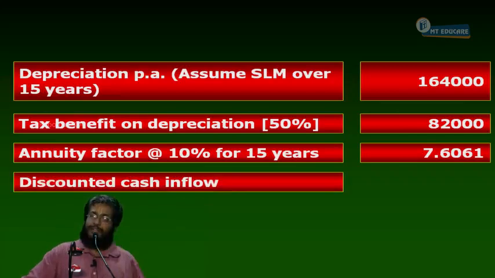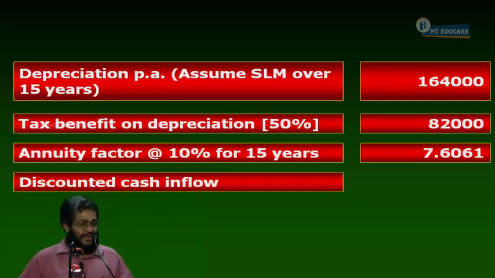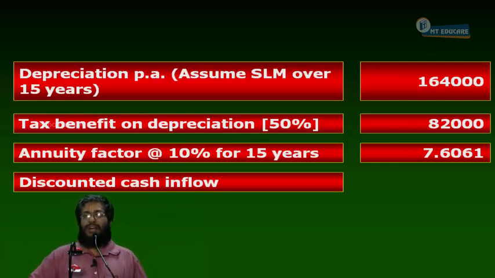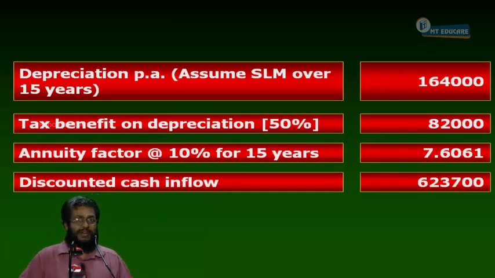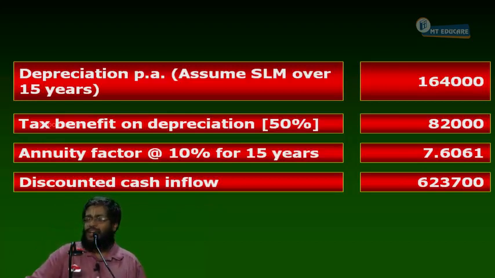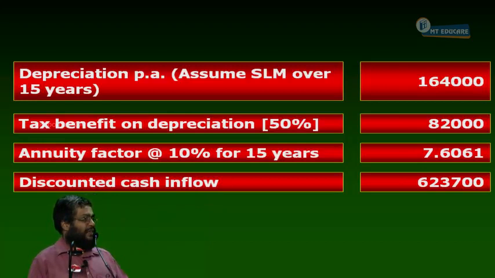Discounted cash inflow, that is, discounted tax savings: 82,000 into 7.6061. What's the number here? 6,23,700. Discounted tax savings is 6,23,700.